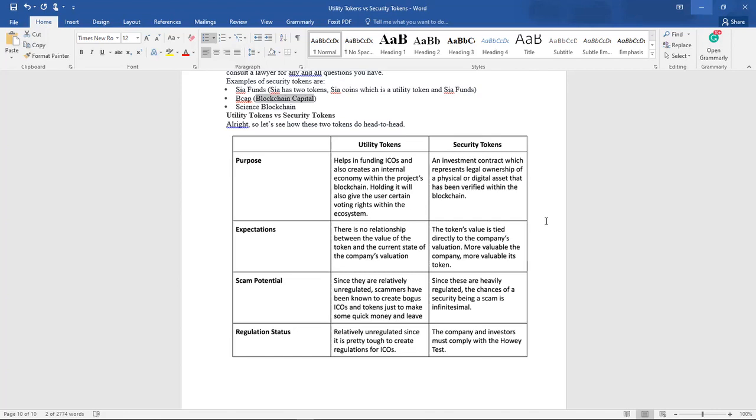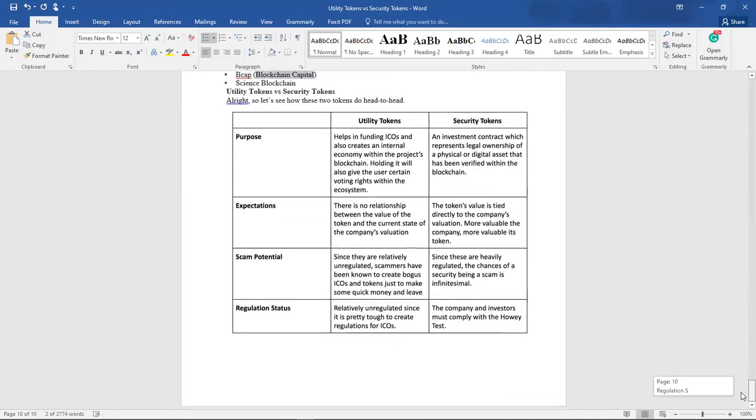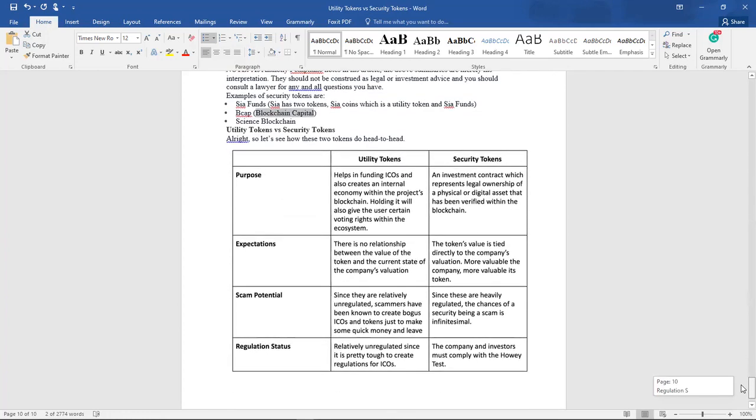The regulation status for ICOs is relatively unregulated, since it is pretty tough to create regulation for ICOs. Then the company and investors must comply with the Howey test. So that is it on utility versus security tokens.